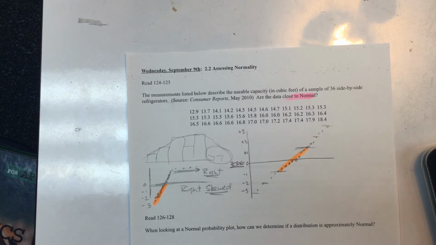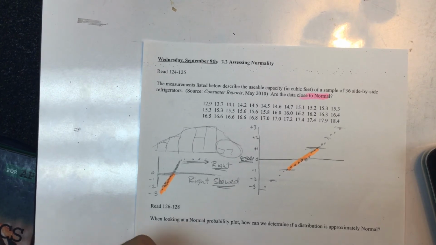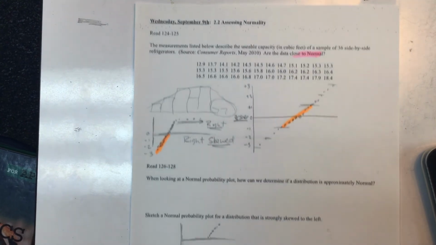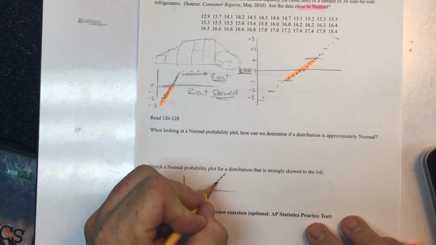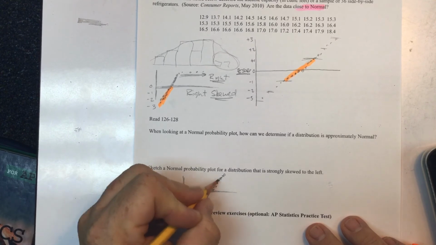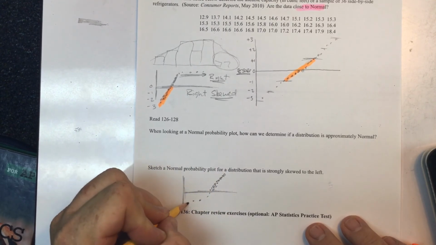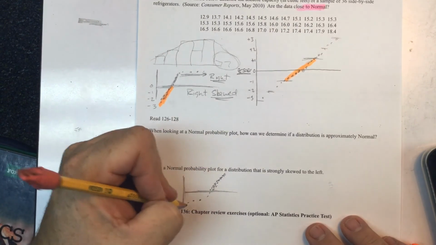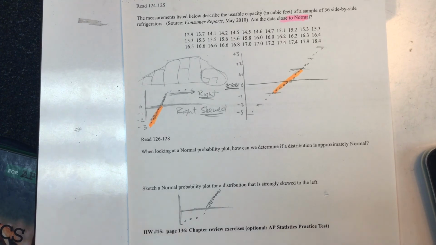So if we go down to a strongly skewed left, that means that most of my data is going to be up here in a line, and then I'm going to tail way off. So I'm going to have very few over to the left, but they're going to be way out of the linear pattern.